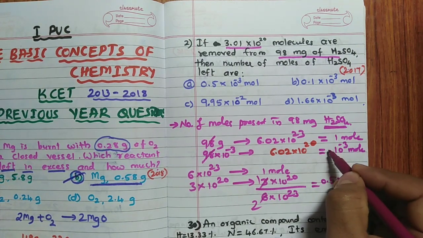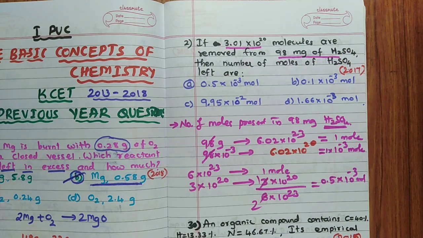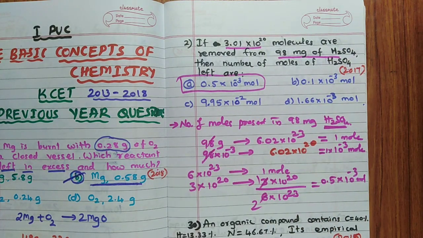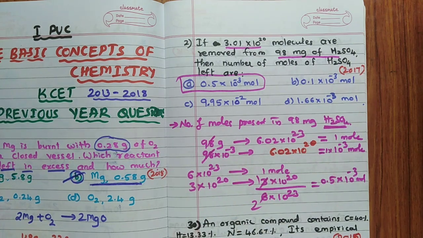Correct? So it is 1 into 10 to the power minus 3. It is 0.5. What is the difference? 0.5. Correct? So the answer for this question is A. Remember that. Like this, instead of particles, we calculate it into moles here directly.